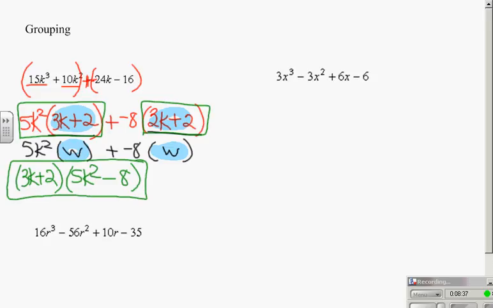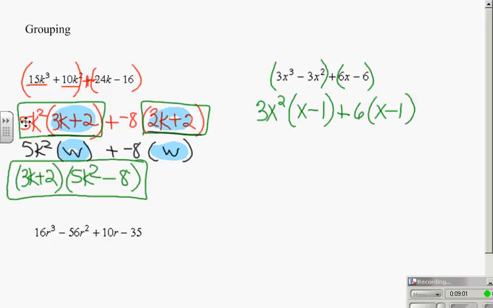Now let's go ahead and group this one. I know there's a common factor of 3 that runs throughout, and you could go ahead and take that out first, but let's just group first and see where we get. The first group has a common factor of 3x squared, and that leaves me x minus 1 when I take it out. Plus, the second set has a common factor of 6, and when I take that out, I have x minus 1.